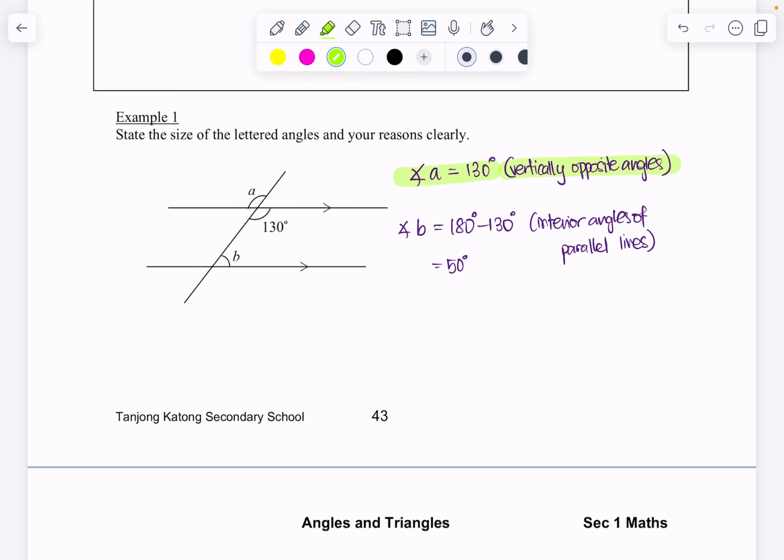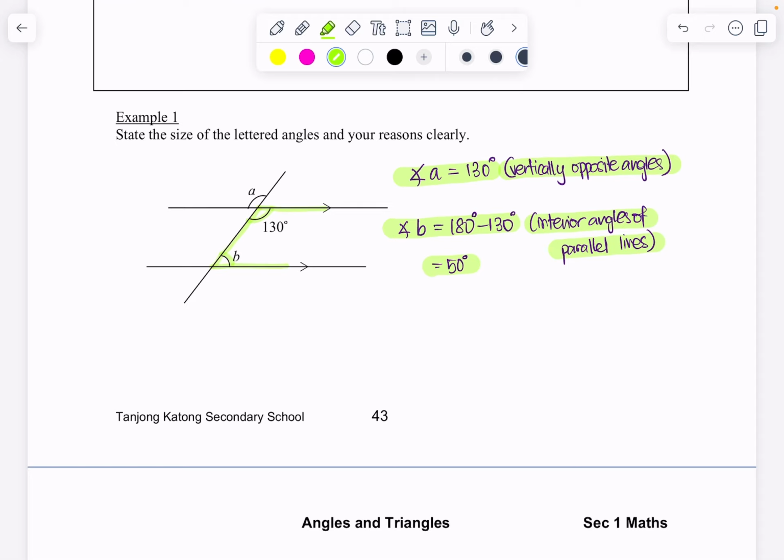Next, let us look at angle B. For angle B, we can see that since these two lines are parallel, the two interior angles here will add up to 180 degrees. So how can we present our work? Since the two angles add up to 180, to find B, I can take 180 minus 130. And in brackets at this line, we write down the reason why we can do this. It's due to the interior angles of parallel lines property. Therefore, angle B is 50 degrees.